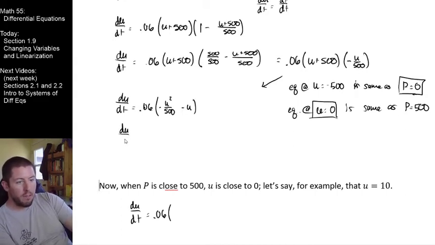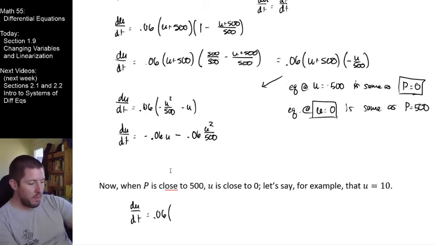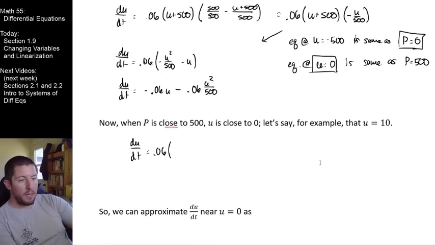So it seems like for du dt we are getting negative 0.06 u minus 0.06 u squared over 500. Okay, now I'm in a format where I can plug in some terms. So now I'm going to get my negative 0.06. I'm going to just plug in a 10 right here, right? As we said, minus 0.06 times 10 squared over 500.